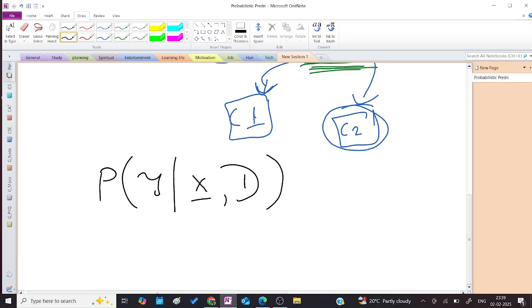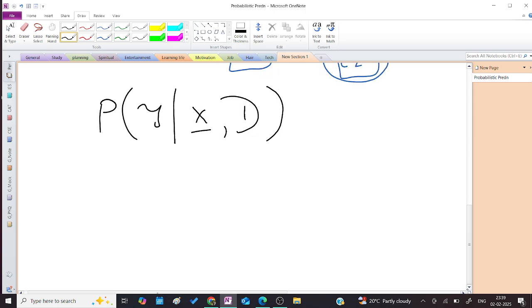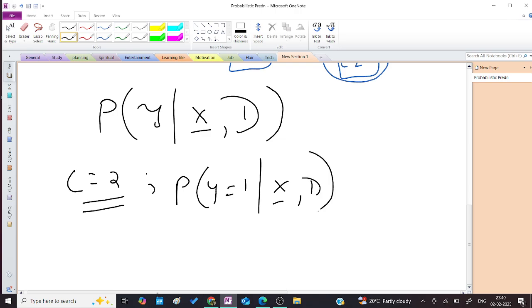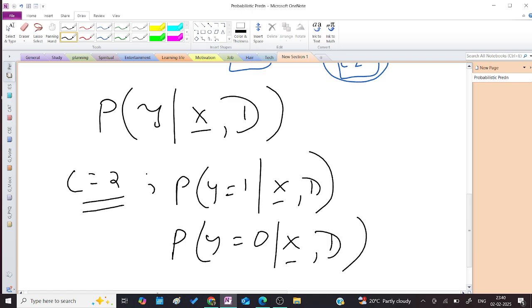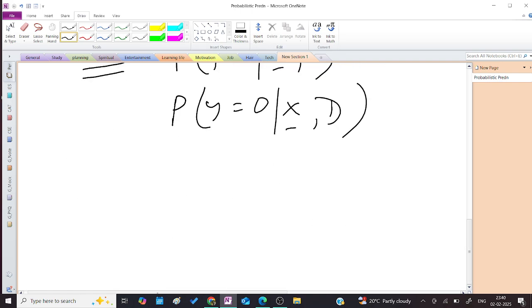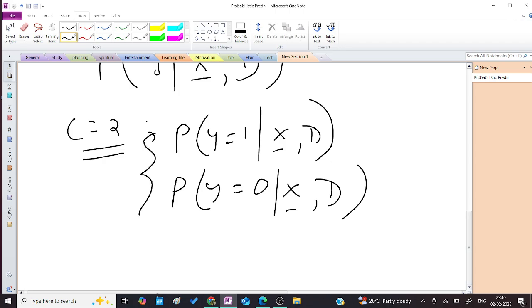Okay, now suppose there are two classes only. So what do we need to find? We need to find p of y equals 1 given vector x and data, as well as p of y equals 0 given vector x and data set, right? In fact, we don't need to find these two.